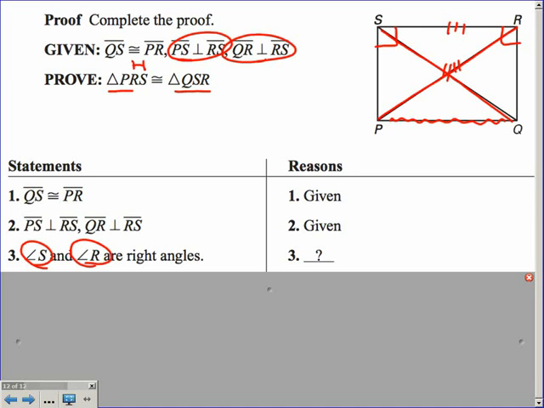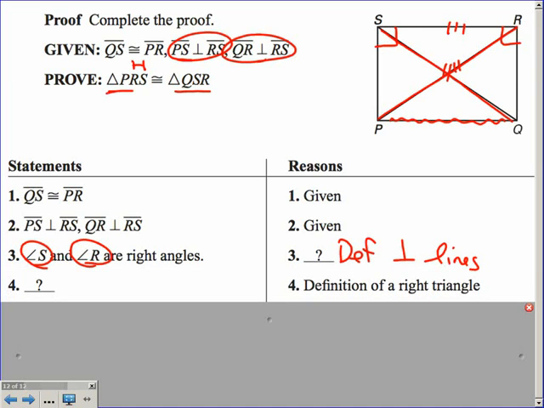How do you go from being perpendicular to having right angles? What definition do we use? Perpendicular lines, yeah. Definition of perpendicular lines. Okay, so the perpendicular lines give us right angles. Right angles should give us right triangles. So the way that we write this is I always write whatever the triangles are, however they're written in the proof line, like triangle PRS and triangle QSR are right triangles. That's the definition of right triangles. If they have right angles, they're right triangles. So from perpendicular to right angles to right triangles.